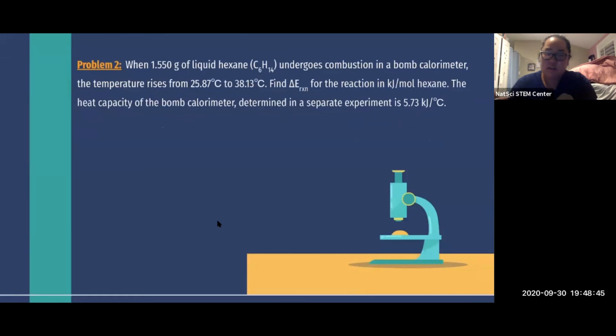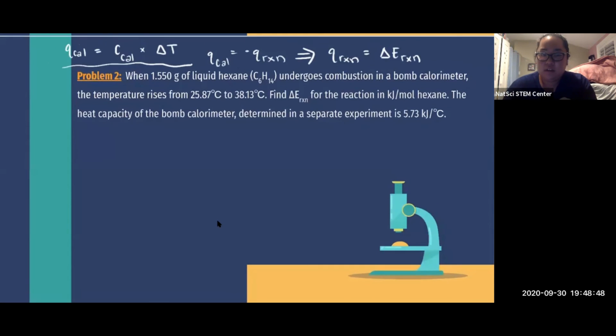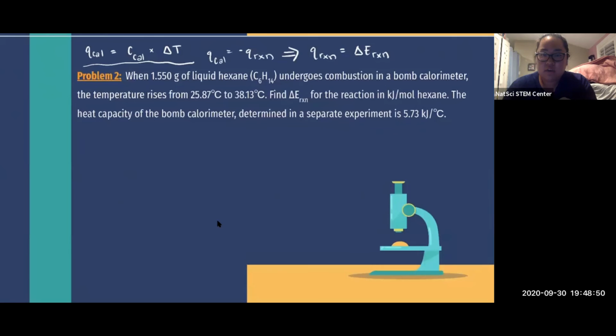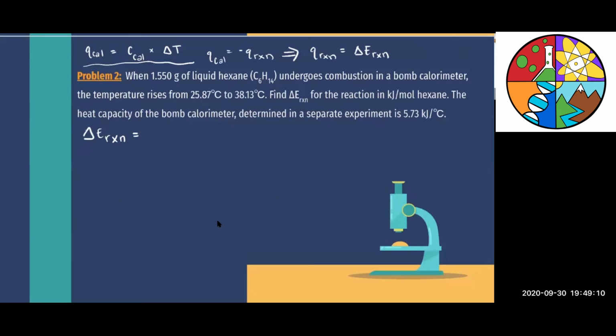Okay. So if we're looking at this question, it's asking us for the delta E reaction in kilojoules per mole of hexane. So delta E reaction can be written. What formula did you guys derive from it? Calorimetry. Calorimetry, delta T. Yes. Okay.